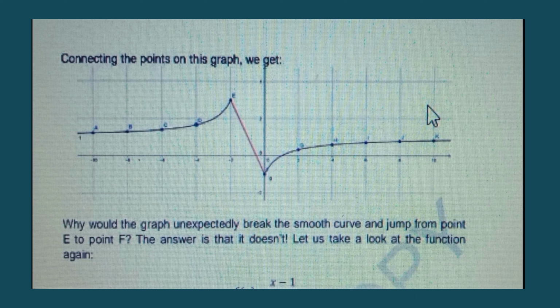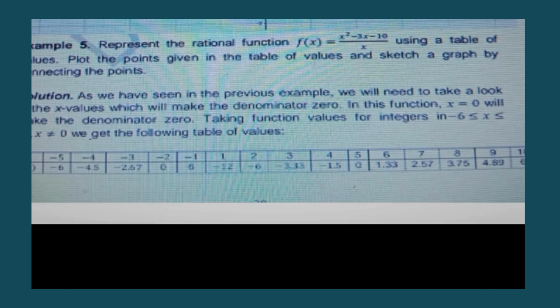Why would the graph unexpectedly break the smooth curve and jump from point E to point F? The answer is that the function is just not defined there. Let us take a look at the function again. We will cover this aspect of the graph of the original function in a future lesson. So for now, we just present a partial graph for the function above as follows.